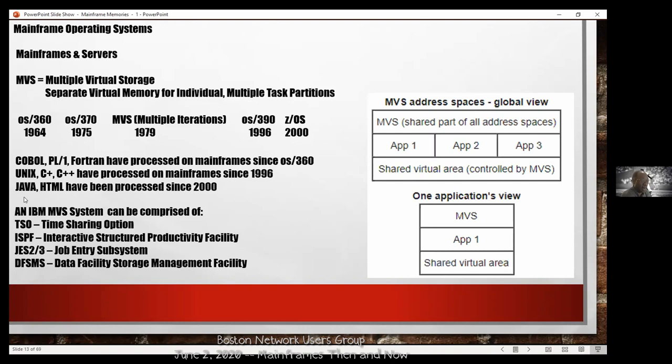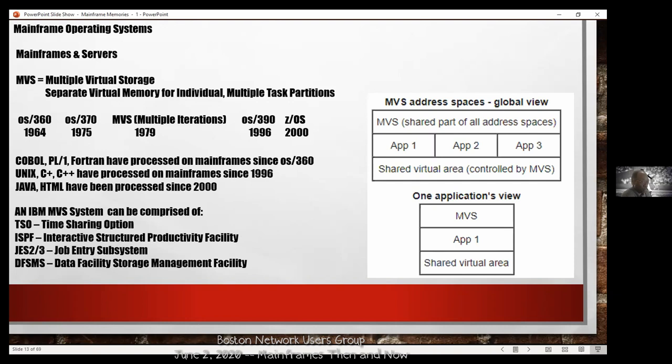An IBM MVS system was comprised of different components. The core processing subsystems used on these machines were TSO, the time sharing option, for being able to log into the machines and actually do a certain type of work on the old green screens. ISPF, the Interactive System Productivity Facility, was a template laid over the time sharing option, with menu-driven systems and processes on which one could do different types of work.